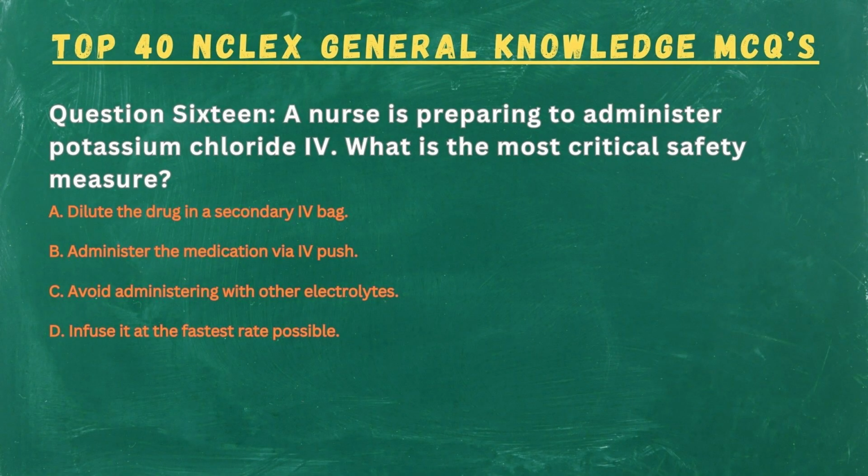Question 16. A nurse is preparing to administer potassium chloride IV. What is the most critical safety measure? A. Dilute the drug in a secondary IV bag. B. Administer the medication via IV push. C. Avoid administering with other electrolytes. D. Infuse it at the fastest rate possible. Answer: A. Dilute the drug in a secondary IV bag.